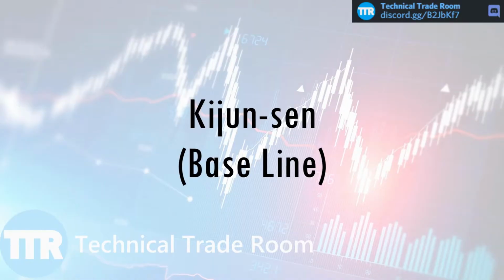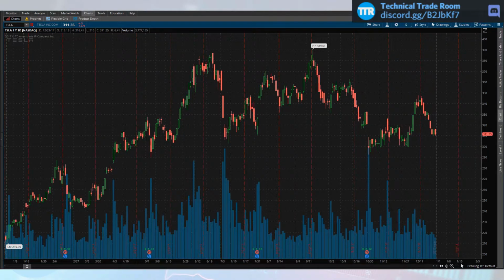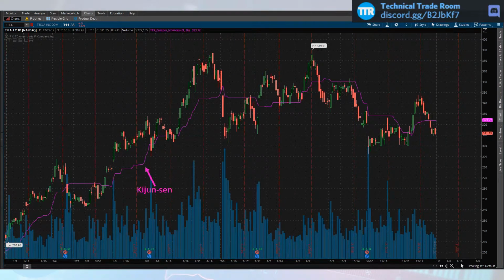The Kijun Sen, also known as the baseline. Let's now take a look at what the Kijun Sen looks like alone on the price chart. I've isolated the Kijun, which is the color magenta here. Both the Tenkan and the Kijun are very important parts of the Ichimoku, and there is even a trading strategy involving the two. But before we get ahead of ourselves, let's talk about how the Kijun is computed.